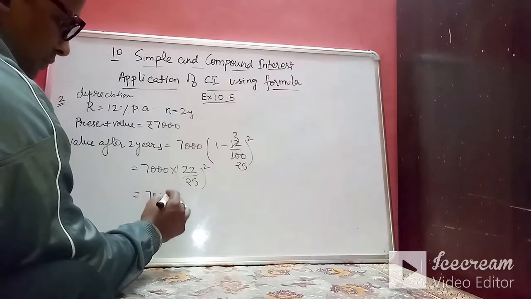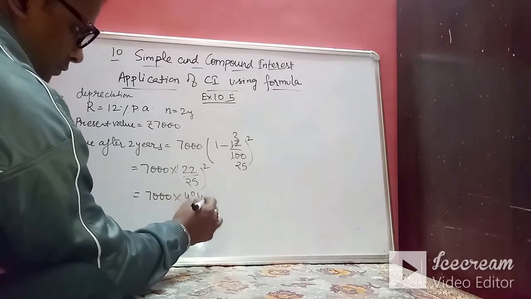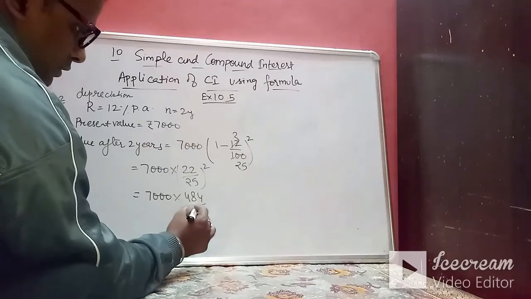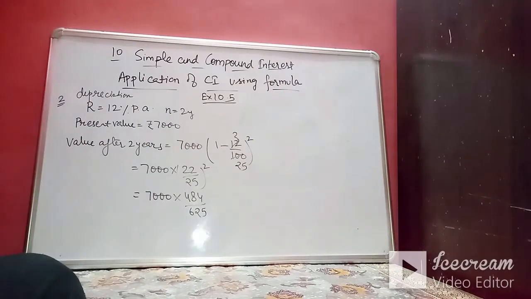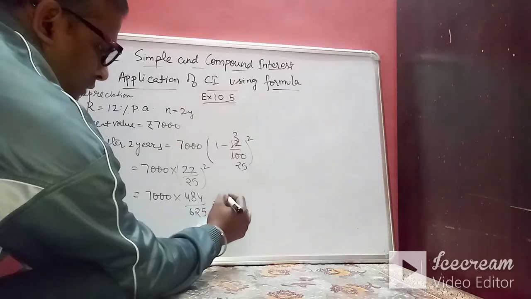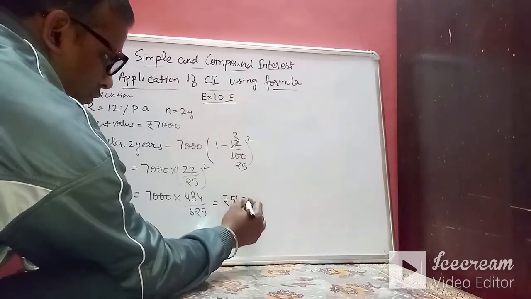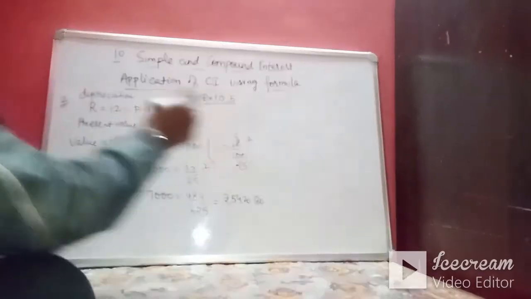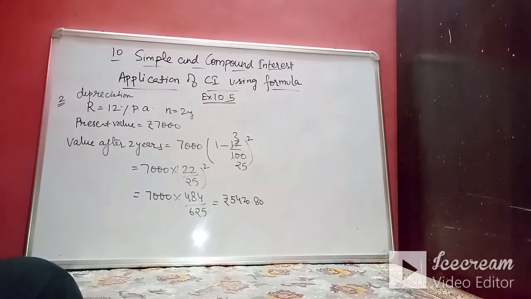So let's calculate. 484 upon 625. So its value will be 5420.80 paisa. So the value after 2 years becomes 5,420 rupees and 80 paisa.